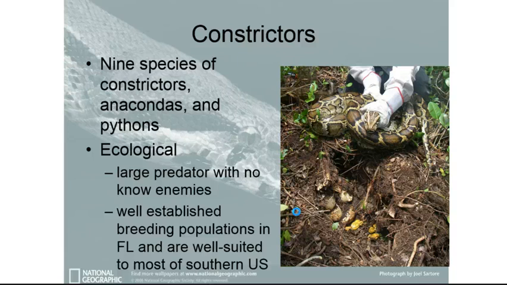And so you have several constrictors, anacondas, and pythons all out in the wild, but they have no predator, and that's the big thing. It's really easy to become invasive if you don't have something to keep you in check, right? No predators. And they compete with other large predators like alligators. So it's a kind of big deal. Ooh, and ground-dwelling birds, boy, they are all over that.